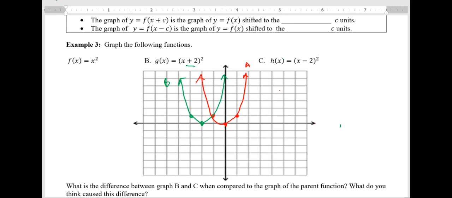And then the C, since we're subtracting, we're going to shift 2 units to the right. So it's kind of the opposite of what we want to do, right? If it's negative, you go to the right. If it's positive, you go left. So here if we're adding something, we're going to shift to the left. If we're subtracting something, we're going to shift right. So let's try some examples.